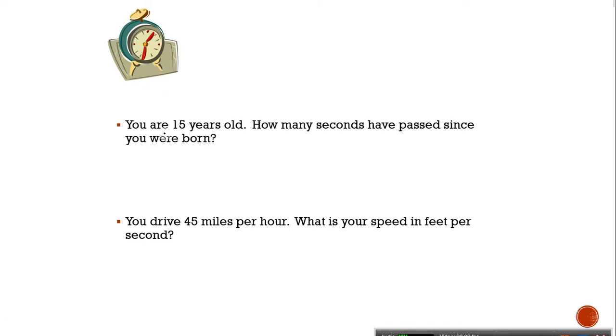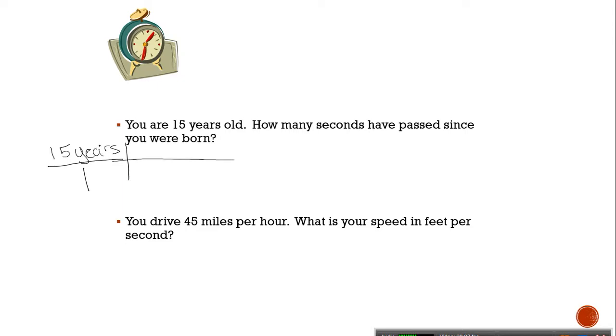So now, 15 years old. A lot of you guys are 15. So we want to see how many seconds have passed since you were born. It's kind of a good question, isn't it? So I'm going to start with 15 years. I need to get all the way over here, to seconds. So I need to start converting. I need to start getting smaller than years.